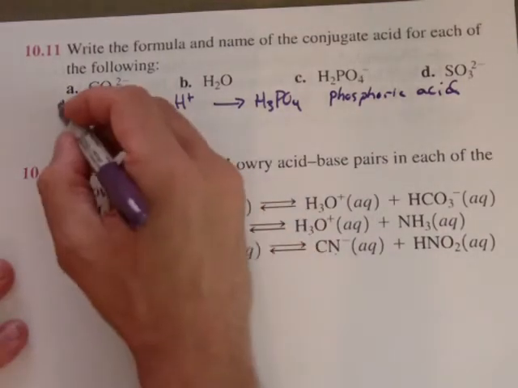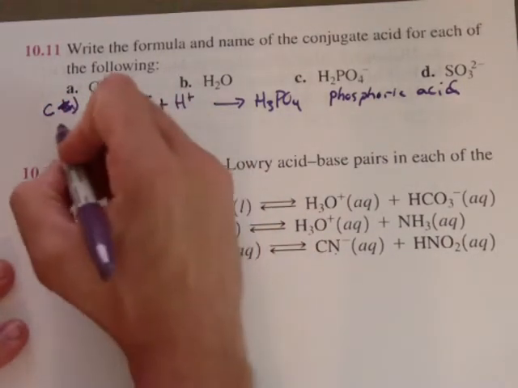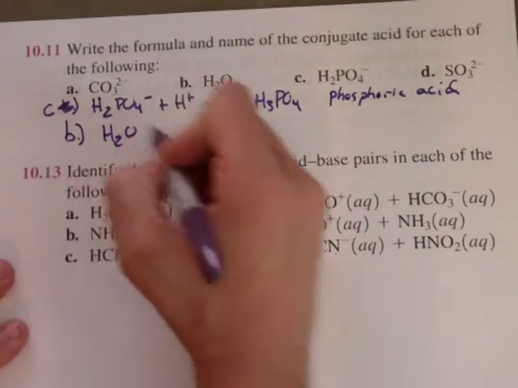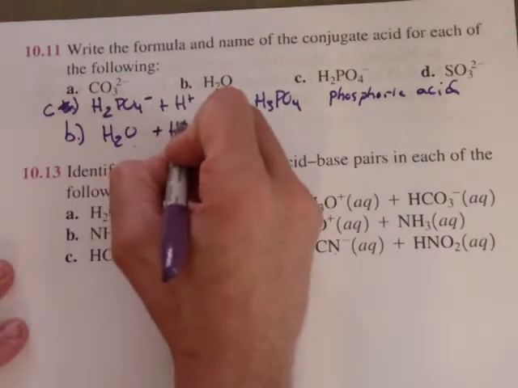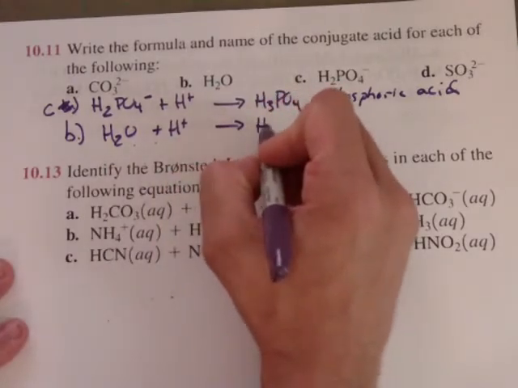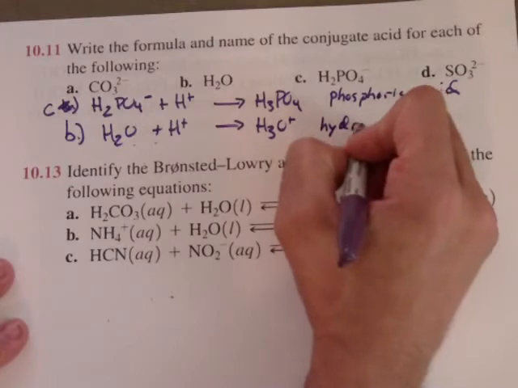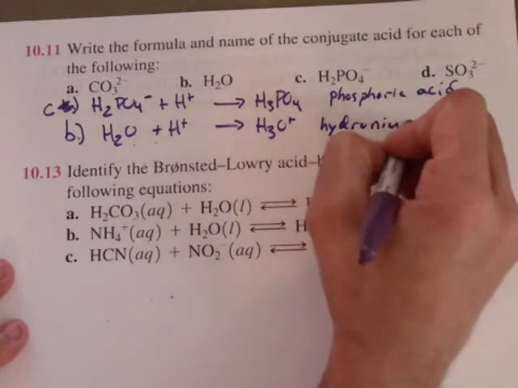Oh, I guess I skipped. That was supposed to be for letter C. And then going back to B, if we have H2O that gains an H plus, that's going to make H3O plus, and that's the hydronium ion.